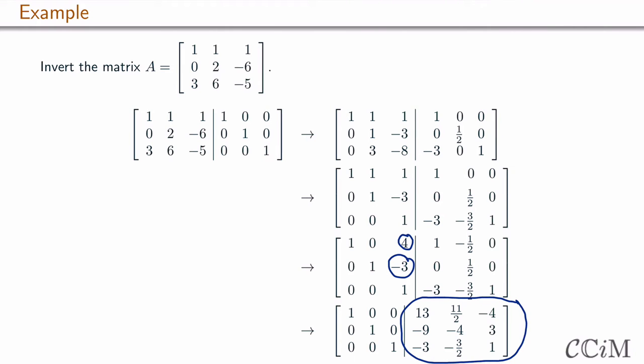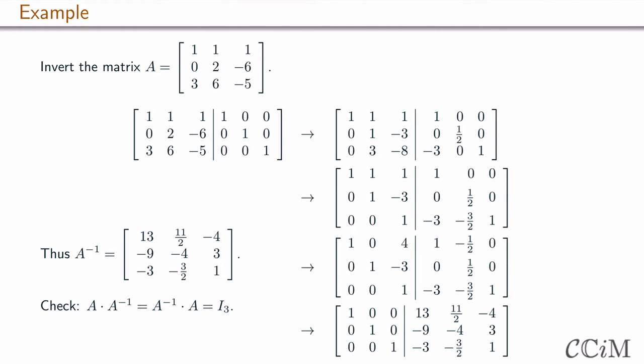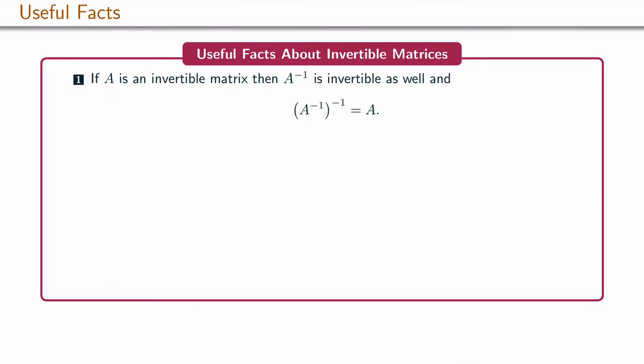And by doing so, the left-hand side got transformed to the identity matrix, which tells me the matrix A was invertible. And more than that, this matrix that is now showing up here on the right-hand side, that's the matrix A inverse. And we can actually check that A times A inverse is indeed A inverse times A, and is I3, the identity matrix. Here are a few useful facts about invertible matrices.